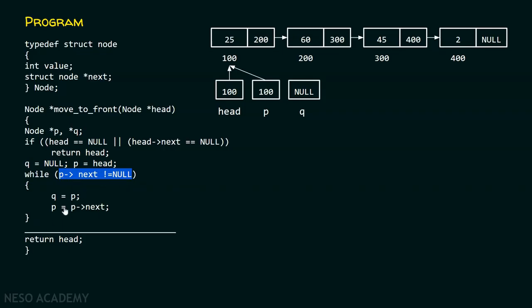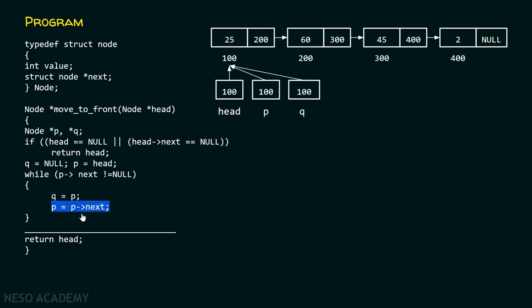Otherwise, we will continue. We can see here that P next is not equal to null. So this condition is satisfied. We'll get inside this loop. First, we will update our Q pointer so that it can point to the first node of this list. That is what we are doing here. Q equal to P. We know that P contains this address 100, which is the address of the first node of the list. Now we want to store this address inside Q. That is why we are performing this step. So here 100 will get stored.